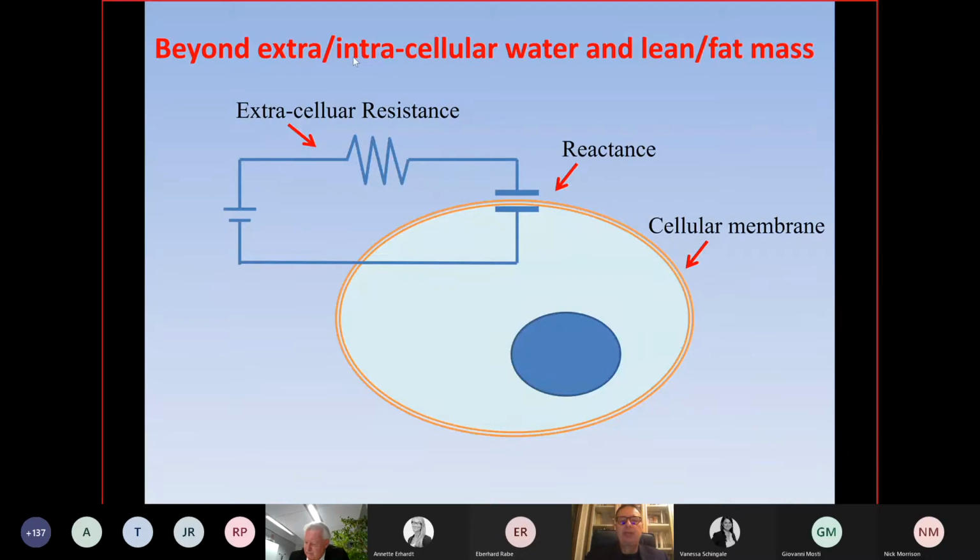Beyond the classical extra and intracellular water content and the classical lean and fat mass evaluation, with bioimpedance spectroscopy we can investigate the extracellular resistance, which is one of the two components of impedance. And the resistance relates to the extracellular fluids, so to edema. Reactance, on the contrary, deals with the membranes of the cells, but even more recently, we know that cellular membrane capacitance is the parameter that we may get by bioimpedance to assess the cellular membranes.